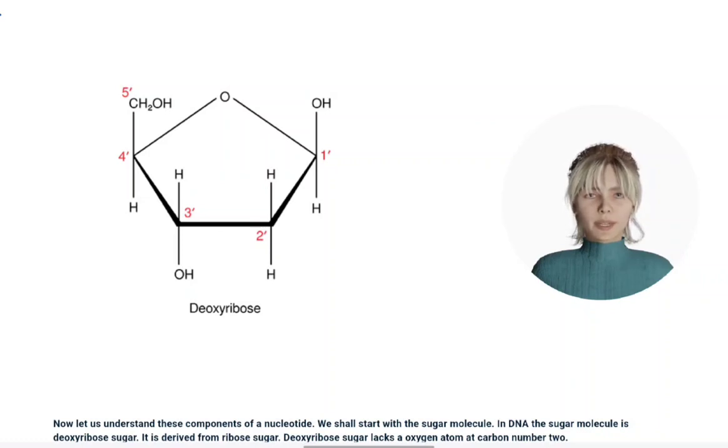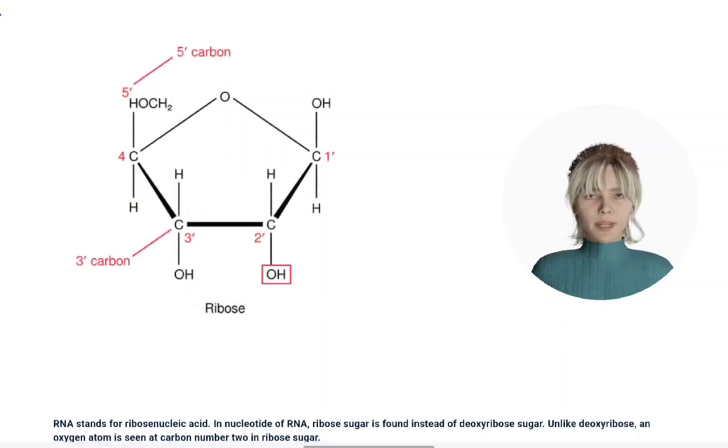In DNA, the sugar molecule is deoxyribose sugar. It is derived from ribose sugar. Deoxyribose sugar lacks an oxygen atom at carbon number 2. RNA stands for ribonucleic acid. In a nucleotide of RNA, ribose sugar is found instead of deoxyribose sugar. Unlike deoxyribose, an oxygen atom is seen at carbon number 2 in ribose sugar.